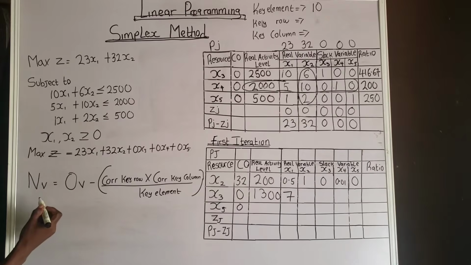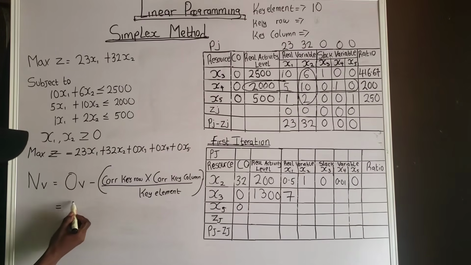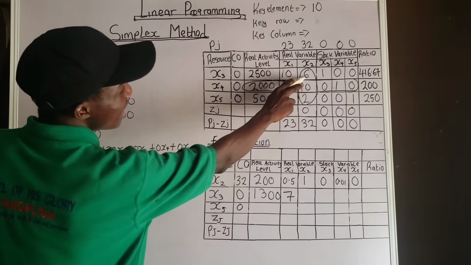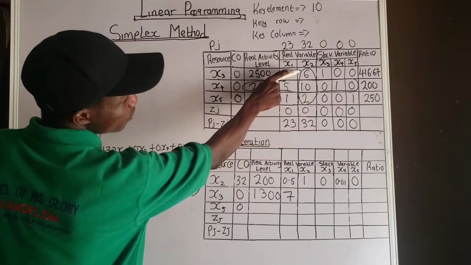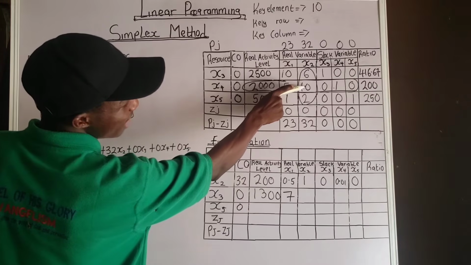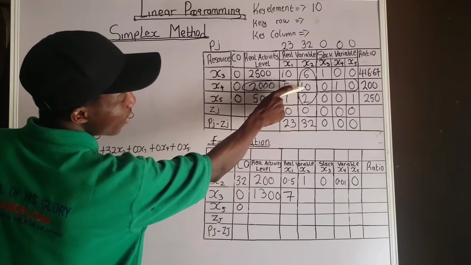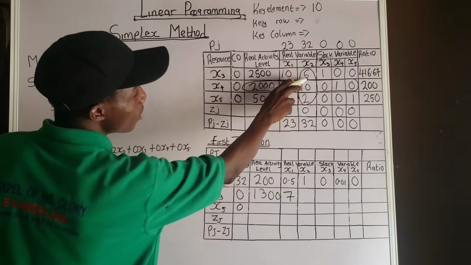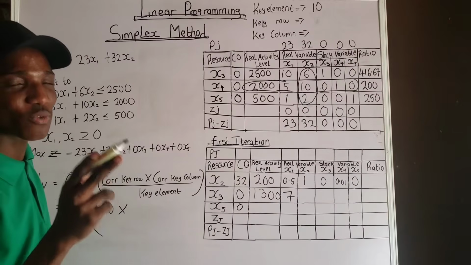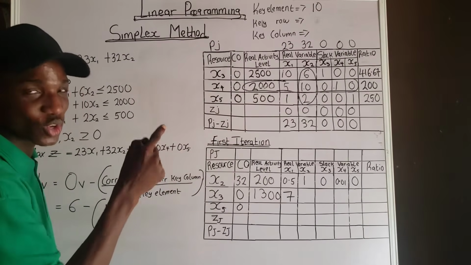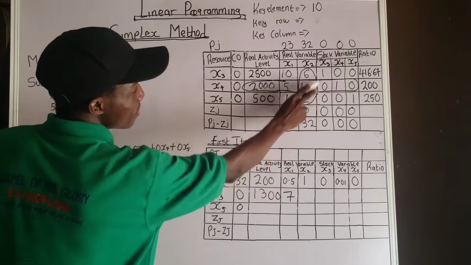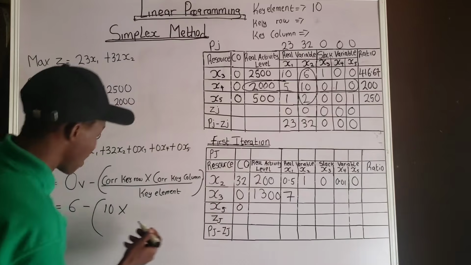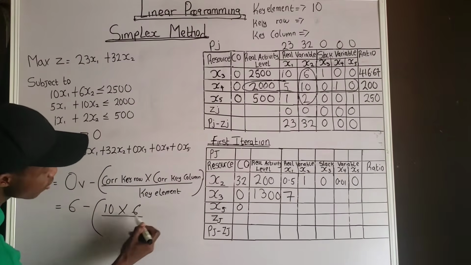Let's see. The new value is equal to the old value, which is 6, minus the corresponding key row element. The corresponding key row element of 6 is what? 10. Because when you trace 6 down to the key row element, you are going to get 10 as the corresponding key row element. So I'm going to have 10 multiplied by the corresponding key column element. The corresponding key column element of 6 is 6 itself. You understand? Because this is the key column element and 6 is the corresponding key column element of itself. So I'm going to have 10 multiplied by 6 all over the key element.